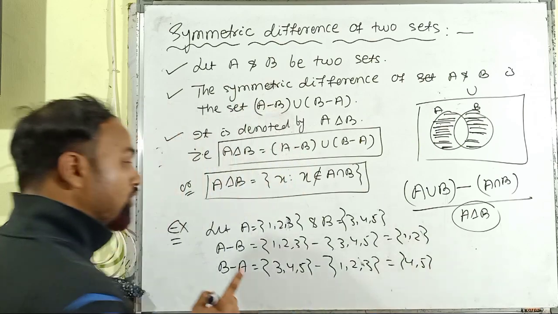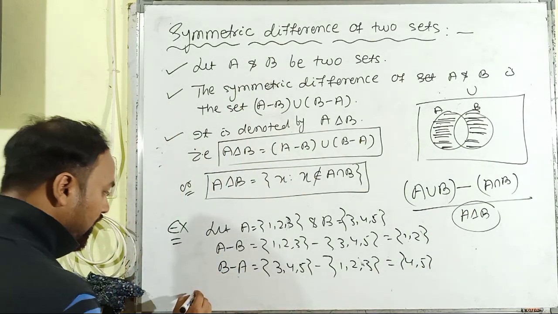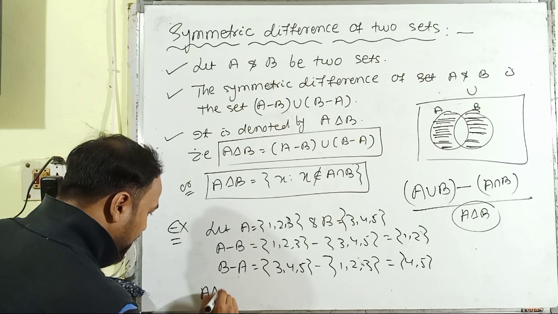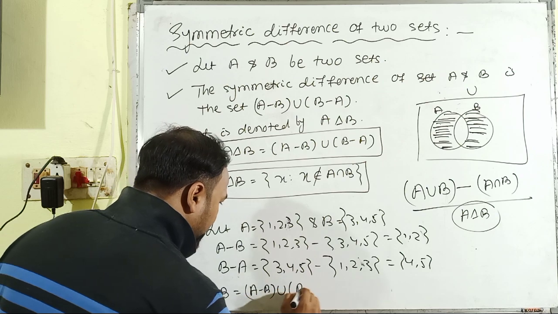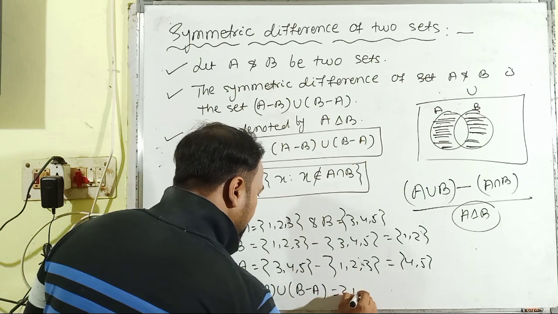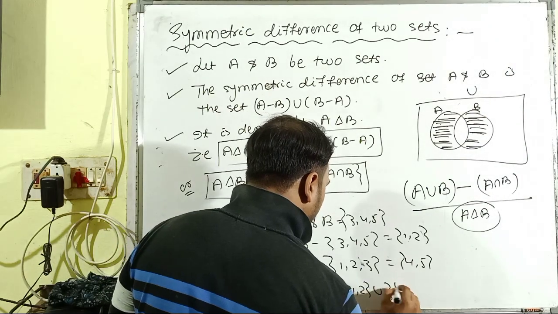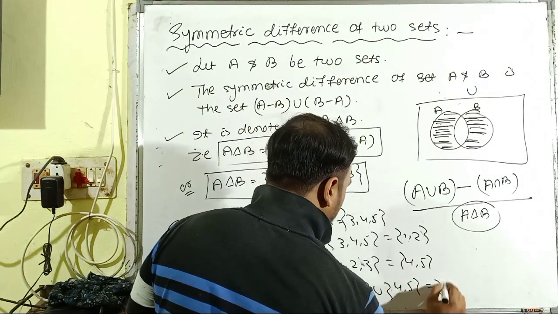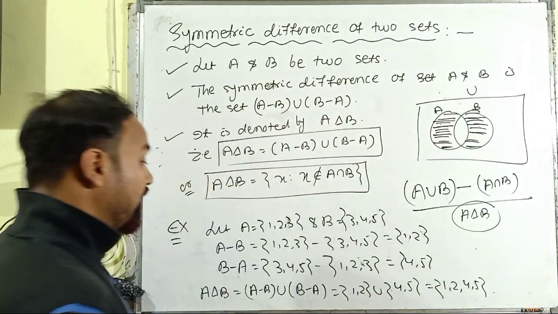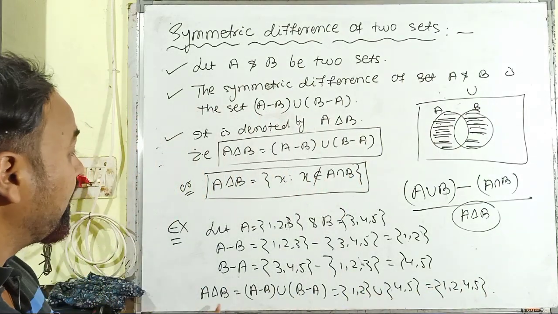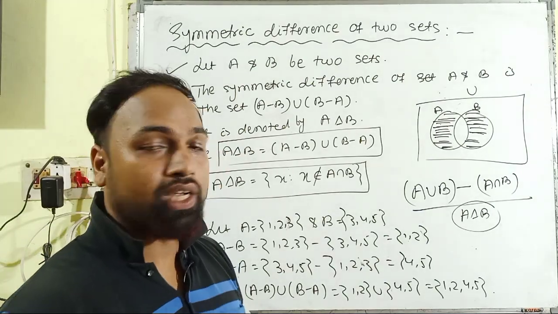Then we have to find the symmetric difference by taking the union of A difference B with B difference A. So A delta B is equal to the union of A difference B and B difference A, and this is the set of elements 1, 2 with the set of elements 4, 5, and this is the resultant answer. This is {1, 2, 4, 5}, and here it is the symmetric difference of A and B. So it is all about the symmetric difference of two sets A and B.